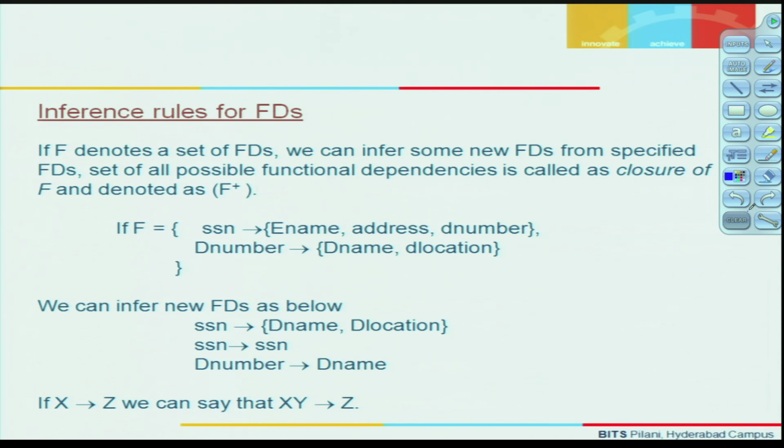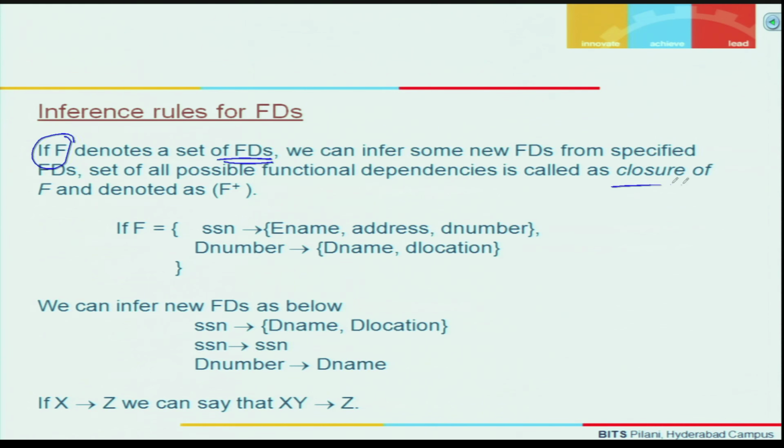If F, capital F, denotes a set of functional dependencies, we can infer or derive some new functional dependencies from specified FDs. The set of all possible functional dependencies is called the closure of the functional dependency set F, and is denoted by F closure. For example, let us assume that there is a relation R which has attributes SSN, ename, address, D number, and another attribute called D name and then D location.